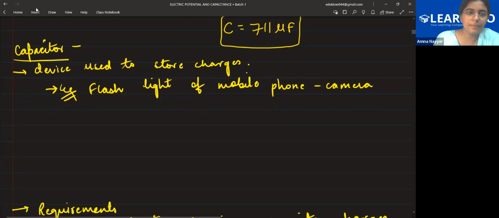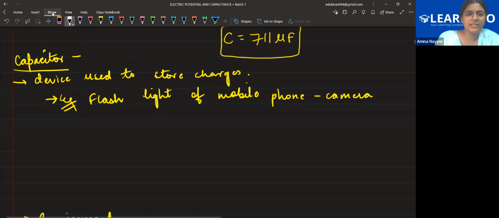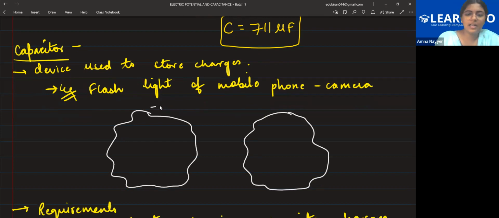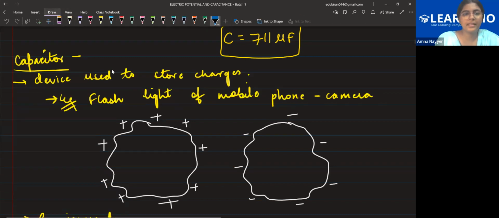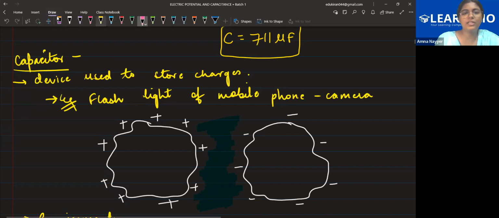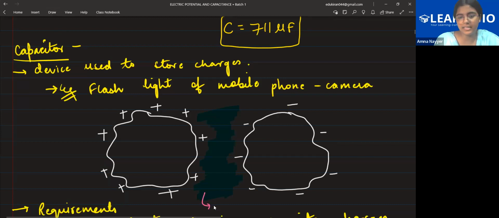So look, suppose of any shape, I have taken two conductors of opposite charges, and in between them there has to be an insulated space present. This is insulated.